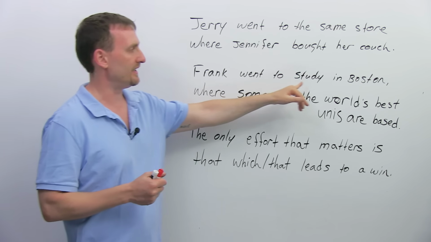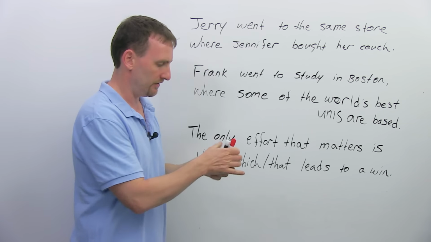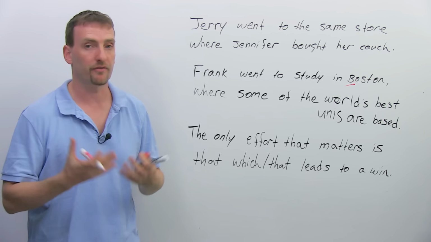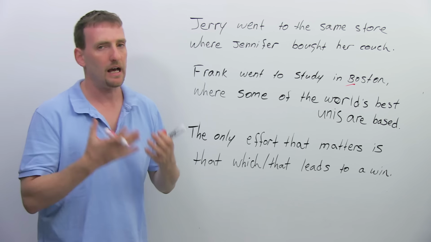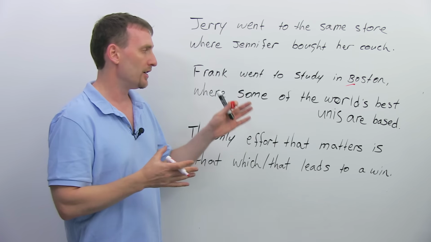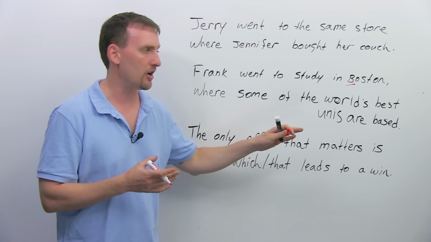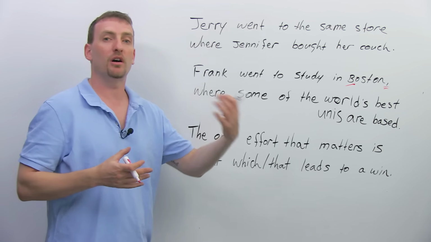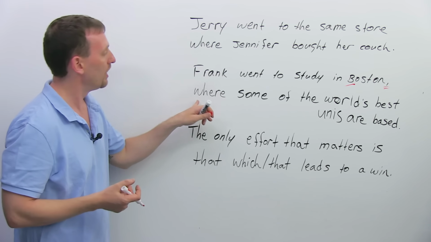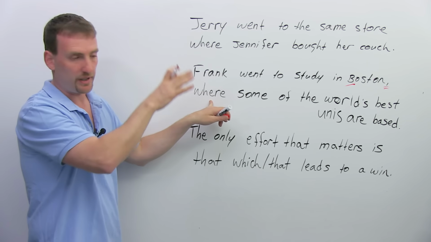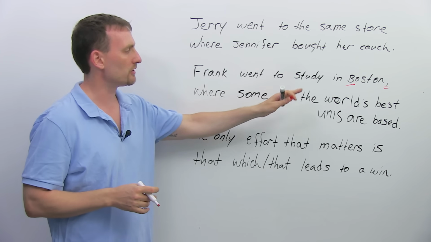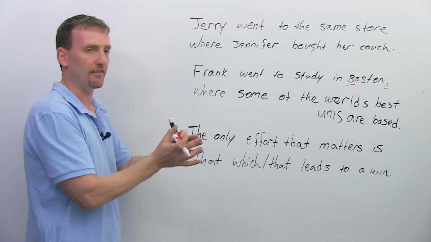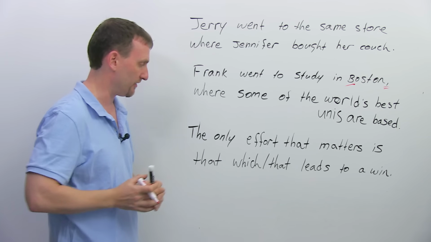Frank went to study in Boston. Now Boston, first of all, you'll notice a capital B. So it's a proper name. Everybody knows this city, Boston. I don't need to identify it. So anything that comes in the adjective clause after will follow the comma because it's modifying, it's extra information. Where means Boston, the place, the city, where some of the world's best universities are based. Simple enough. But again, right after the noun, it's modifying.